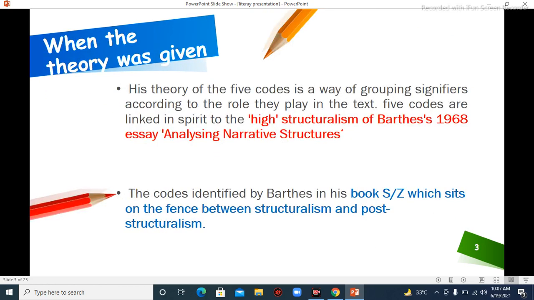Basically, this theory was given by Barthes in the high structuralism phase, in his essay from 1968 named Analysis of Narrative Structure, and these codes were identified in his book S/Z, which sits as a fence between the theories of post-structuralism and structuralism.